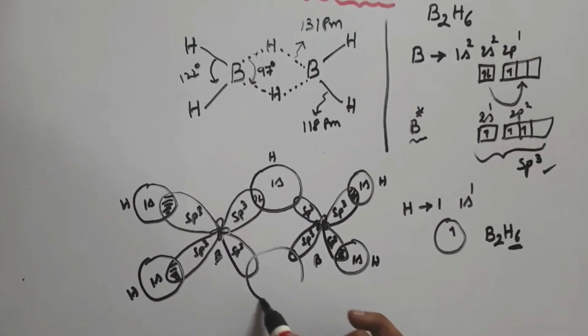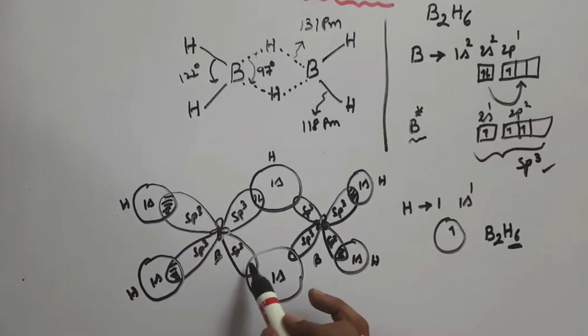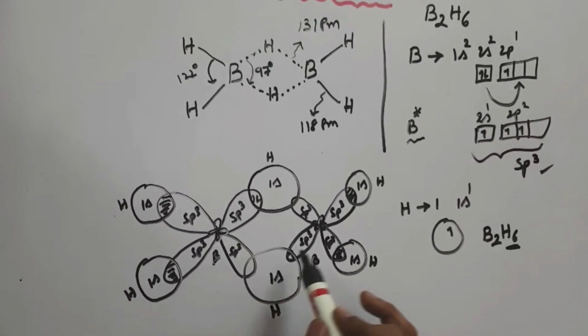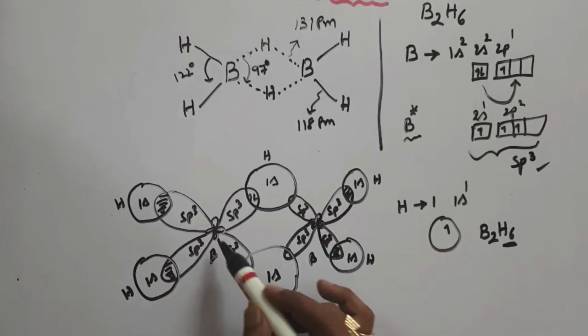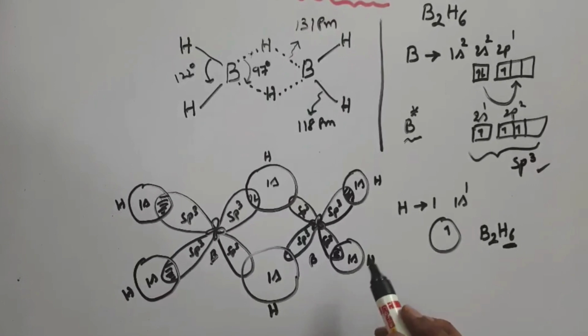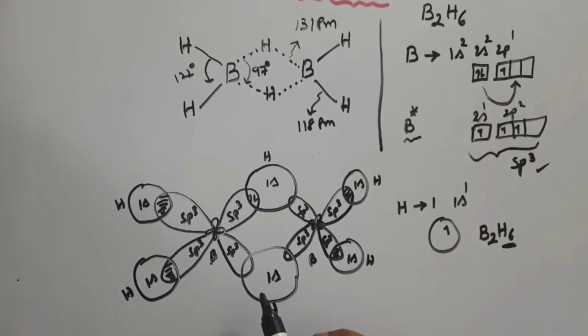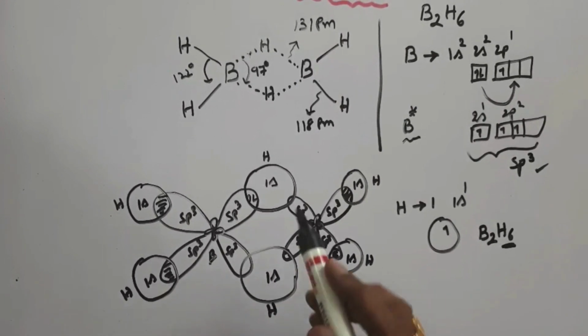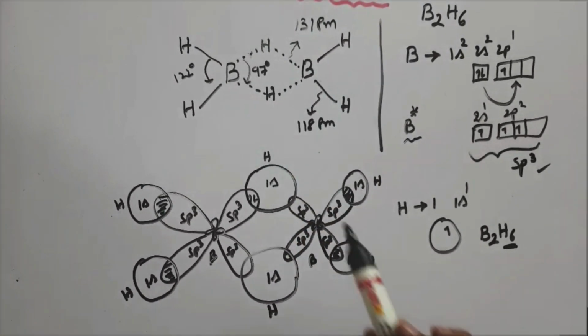So we have 2 such banana bonds in diborane. So let us focus on the 1s orbital of hydrogen overlapping with the empty orbital of one boron and the half-filled sp3 hybrid orbital of another boron, forming another BHB bond. So this is the explanation offered by orbital theory for the experimentally observed structure of diborane.